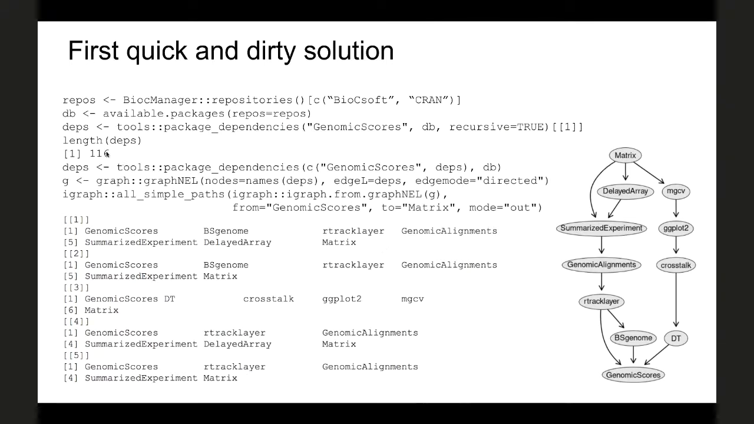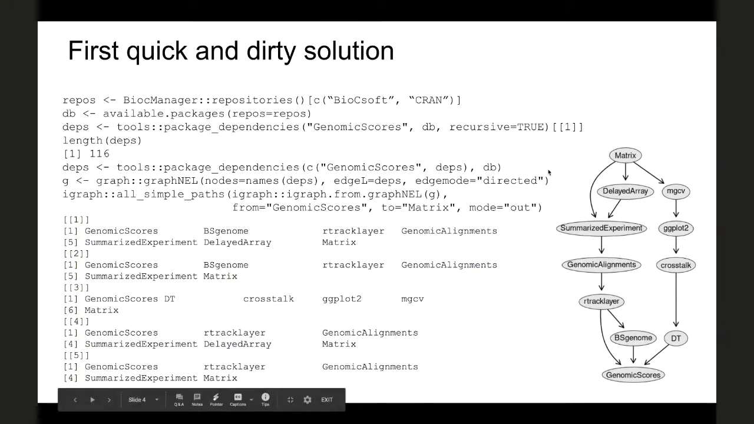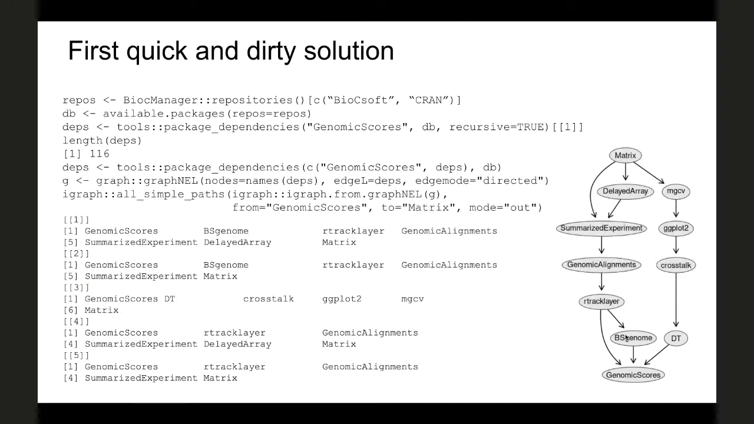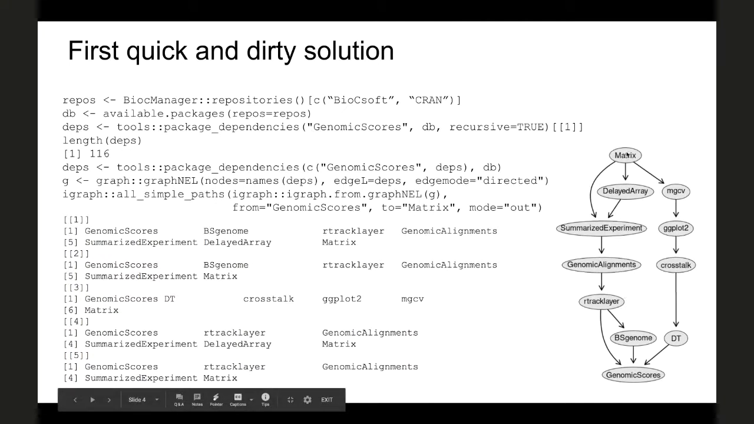where I get these 116 dependencies, and then you can build a graph of these dependencies, an acyclic digraph, which is, for instance, depicted here on the right. And here you can see genomic scores depends on DT, DS genome, and airdraft layer, and through these three dependencies, you end up with matrix. Okay.